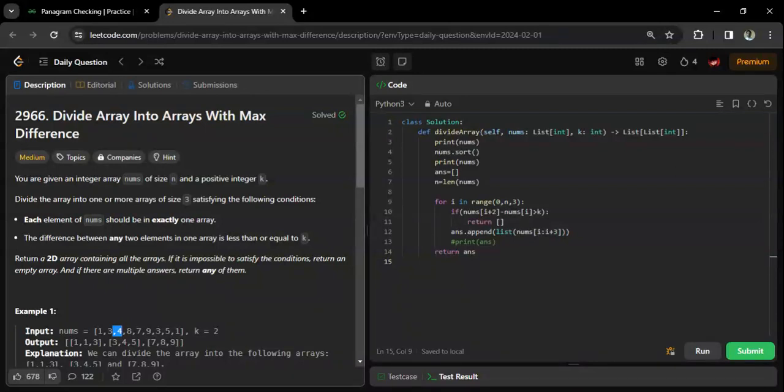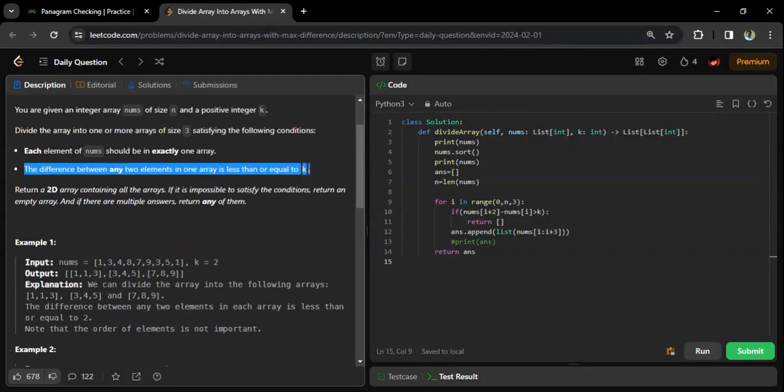The difference between any two elements, remember, they are talking about any two elements. They are not talking about consecutive elements or anything like that. They are saying any two elements in that particular subarray, and the difference should be less than or equal to k. Try to understand this picture fully. This point actually determines the difficulty of this question. The difference between any two elements in one array is less than or equal to k. Return a 2D array containing all the arrays.